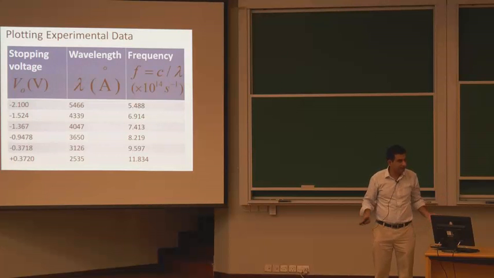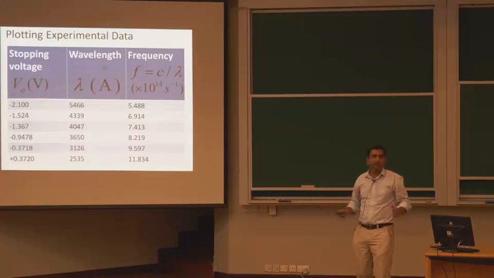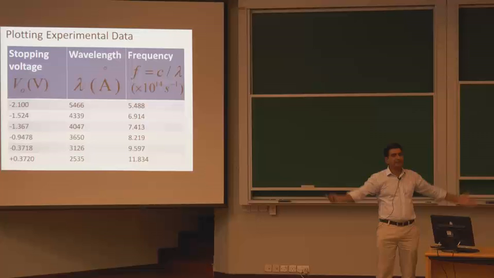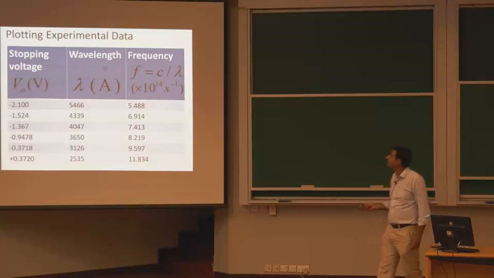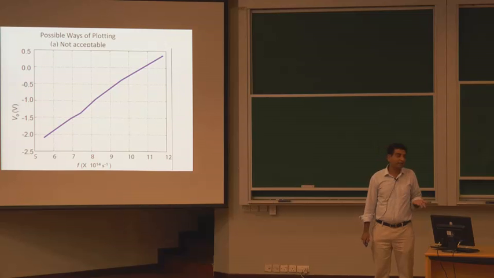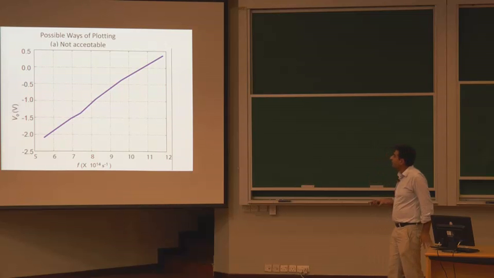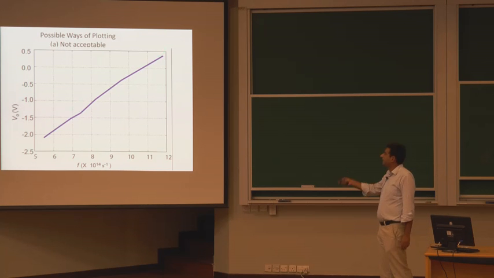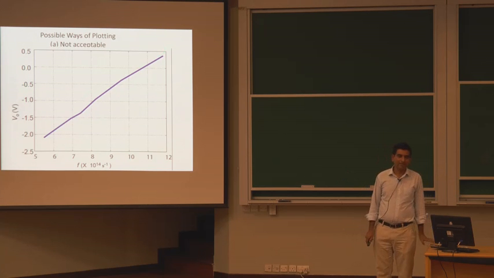So I made a table. This is the starting point for any graph. You make a table. You make a nice tabular representation of your data. Alright. Now I would like to show you different ways of plotting the data. Now if I were to take the frequency on one axis and the stopping voltage on the other axis, this is the graph that I would get.